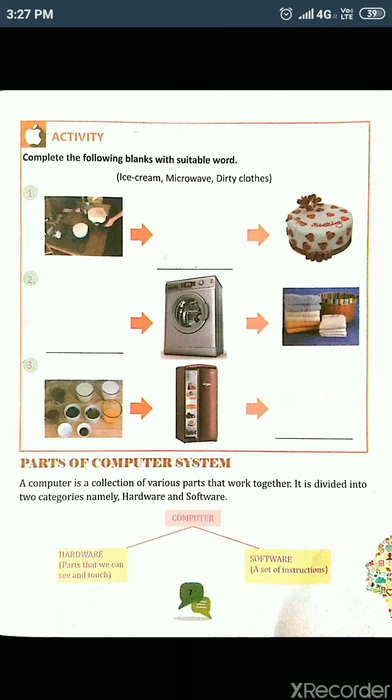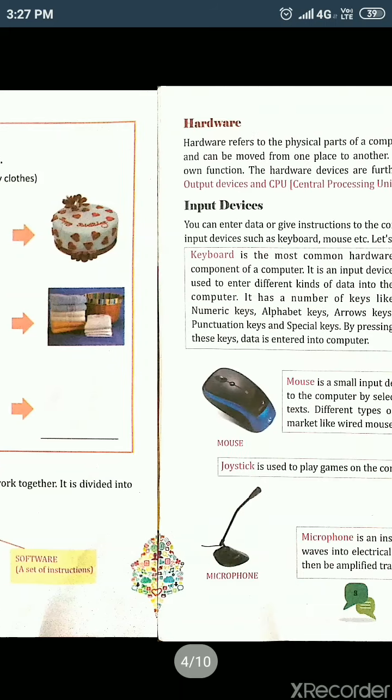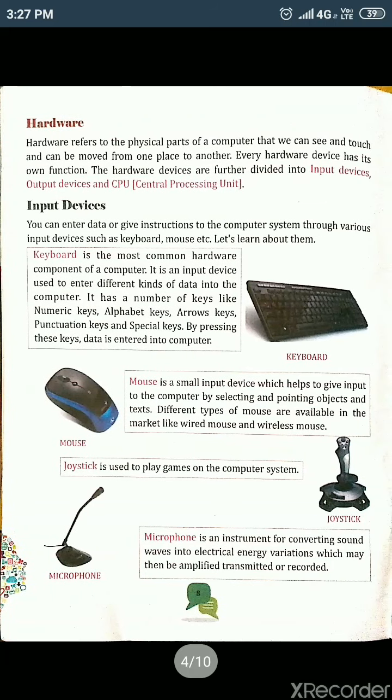Computer parts are divided into two categories. First hardware and second software. Hardware refers to the physical parts of a computer that we can see and touch and can be moved from one place to another. Every hardware device has its own function.